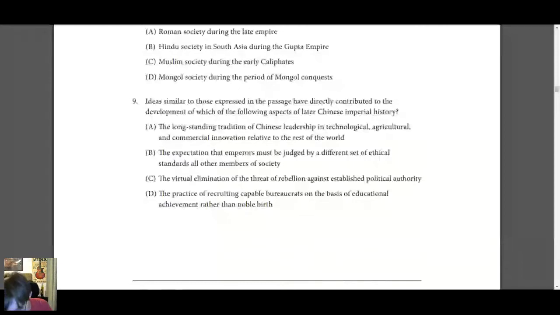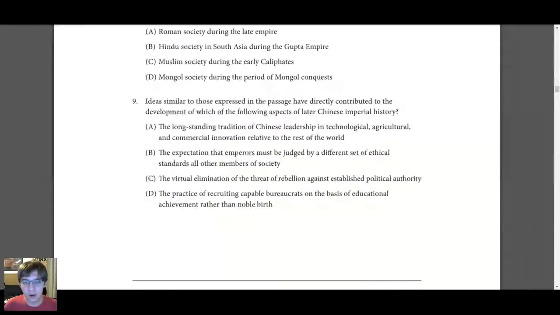Okay, so the answer to this is D. I know I saw a lot of you saying B, and it's a distractor. You guys fell for a distractor answer there. So let's look at B first. The expectation that emperors must be judged by a different set of ethical standards. Well, if we look at the passage, it states that the ruler has to keep up with society.